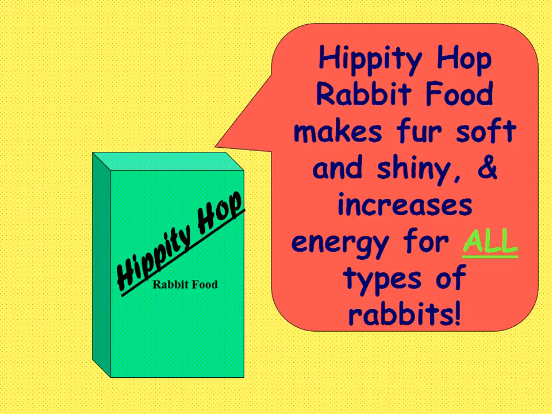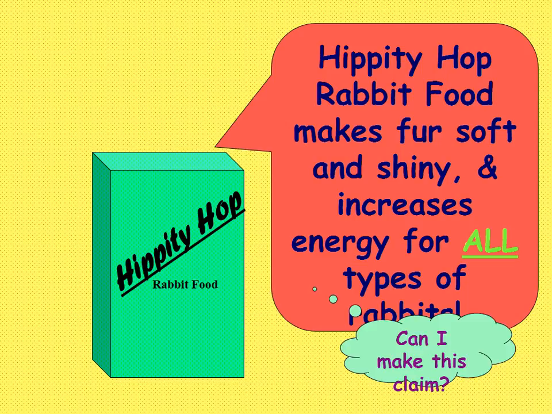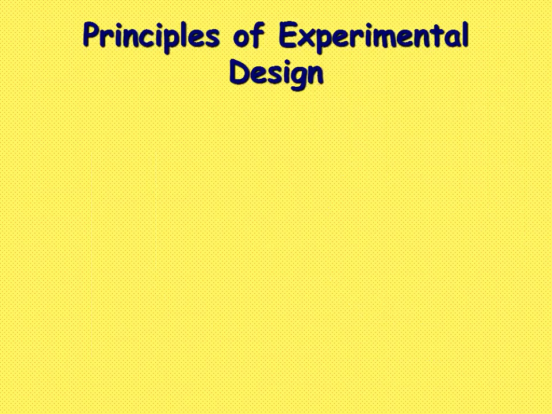Okay, now, can we make this claim? Increases energy for all types of rabbits. And the answer is no. We can only make the claim based on the type of individual that's experimented on. Okay, so we have to think about population, like when we talk about a survey. So if our sample comes from a specific population, Minnetonka High School, we can only make claims about that population, or Minnetonka High School.